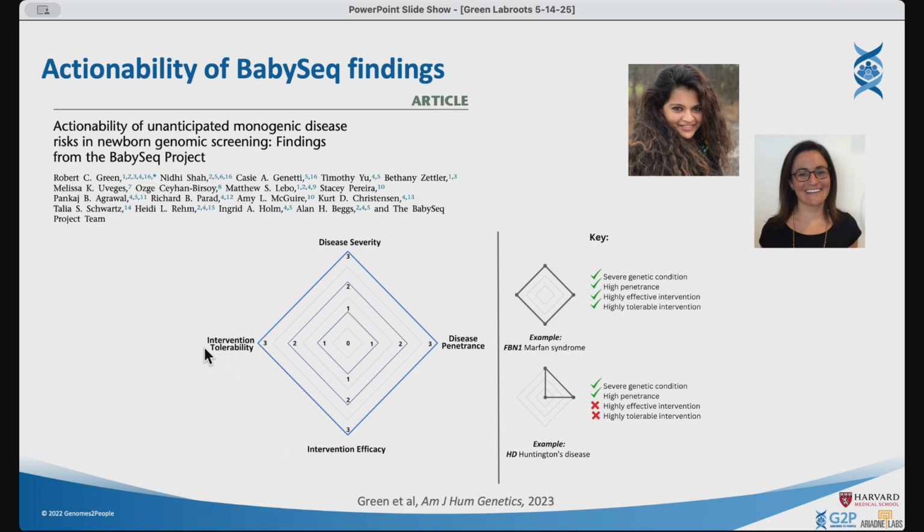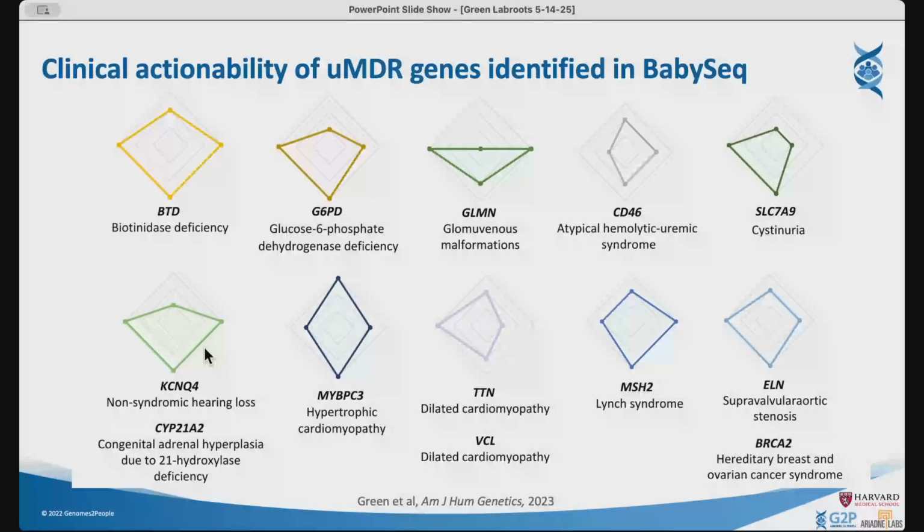And here's what we saw, and here are the shapes we saw in the first cohort of BabySeq patients. There are very few perfect diamonds. The biotinidase deficiency comes about as close as you can get. But for the rest of them, there are components that go both up and down and to the left. So all of these, when scored, met the ClinGen criteria for actionability.